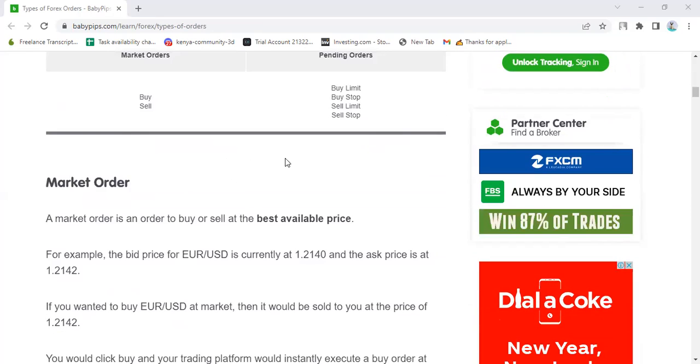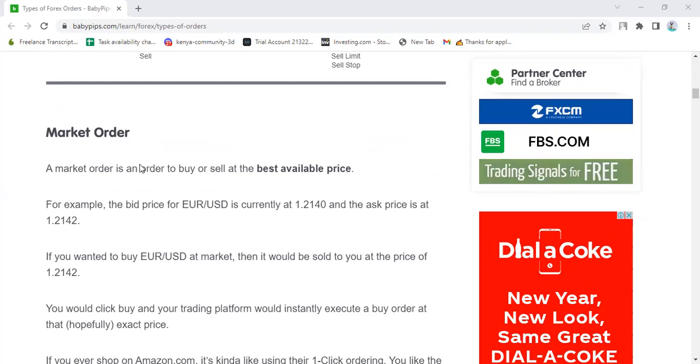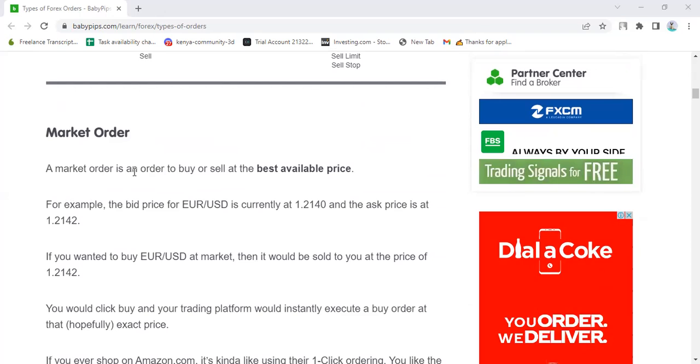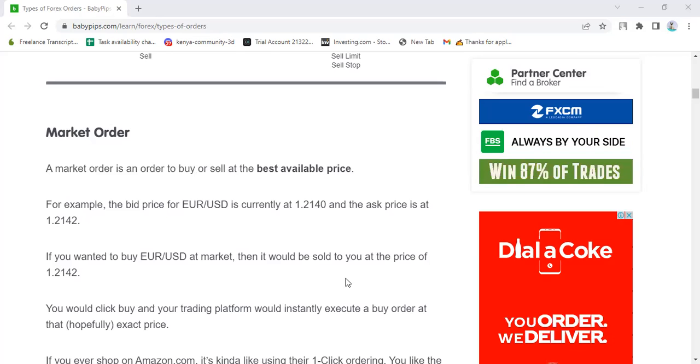So the first market order. A market order is an order to buy or sell at the best available price. So what does it mean? So actually what it means, let me show you.